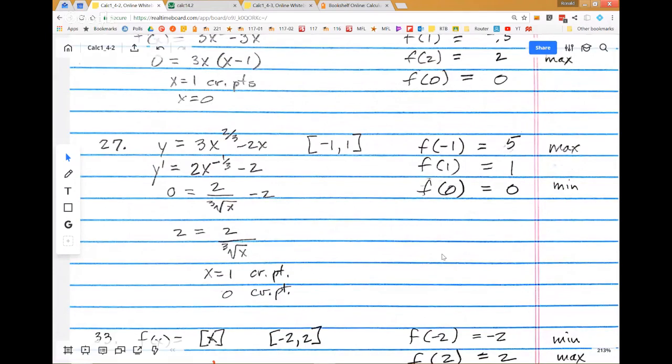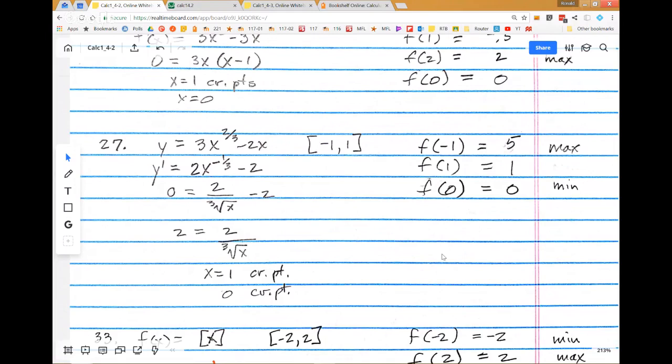3x to the 2/3 power minus 2x. All right, and we've got the interval from -1 to 1. All right, so we need to find a derivative. So I use the power rule. 2/3 multiplied by 3 is 2. Reduce the power by 1 goes to x to the -1/3, and the second part's minus 2.